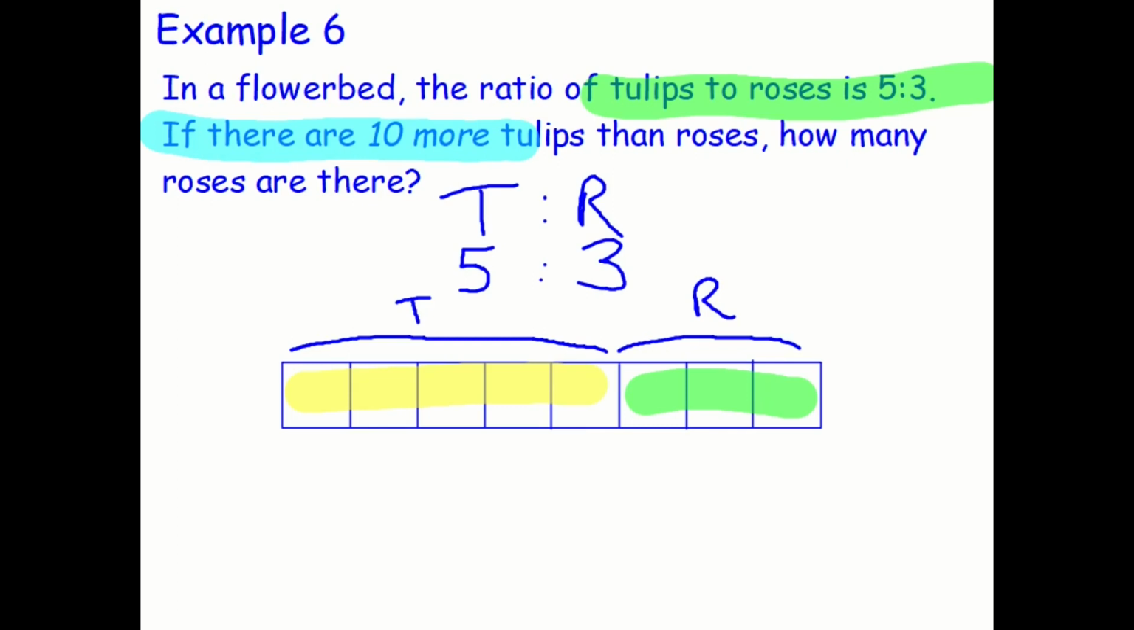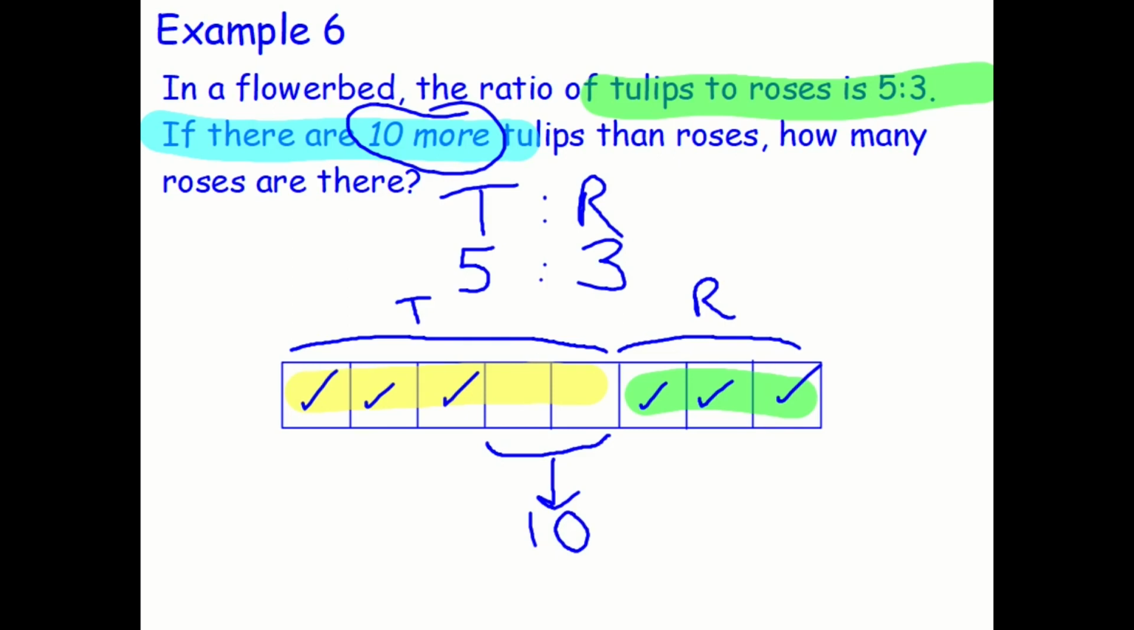So if there are 10 more tulips, you need to look at the boxes. How many more boxes are there for tulips than roses? Hopefully you can see that there are just 2 more boxes for tulips, because look, 1, 2, 3, 1, 2, 3. So there are 2 more boxes for tulips than roses, which means these 2 boxes must represent those 10 extra tulips.